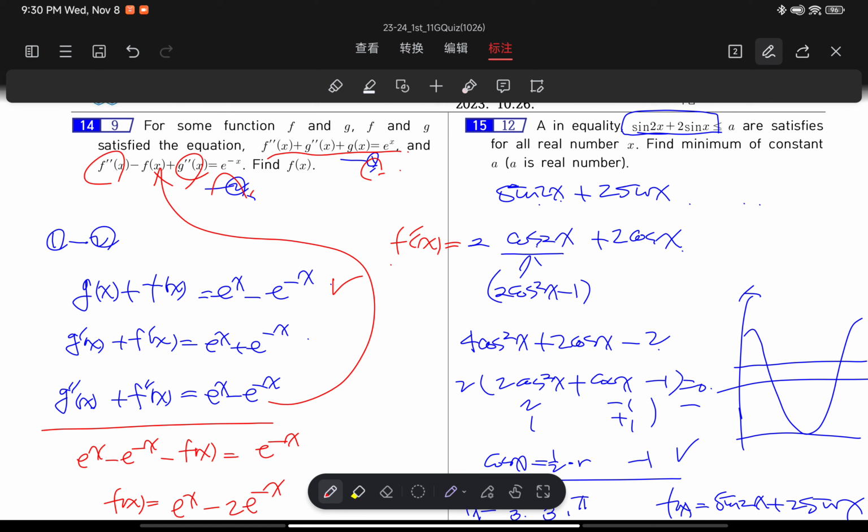Okay, so maybe actually in calculus there are just two methods to solve a problem. First, derivative. Second, integral. So in this case, you should only use the derivative. Okay, don't you?